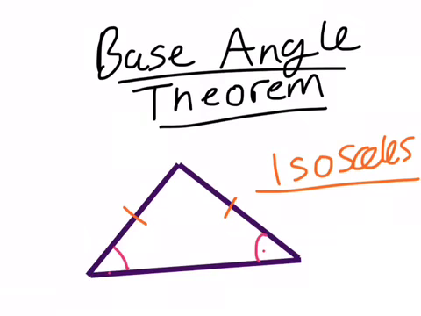The base angle theorem tells us that if the sides are the same, the angles are the same. Do that in reverse. The converse of the base angle theorem tells us that if the angles are the same, the sides are the same.